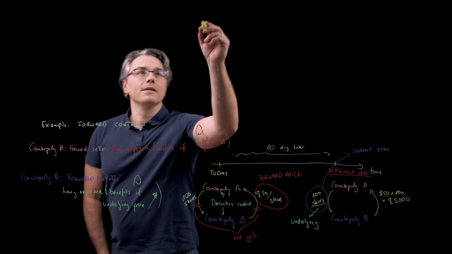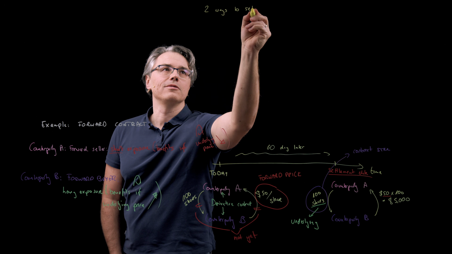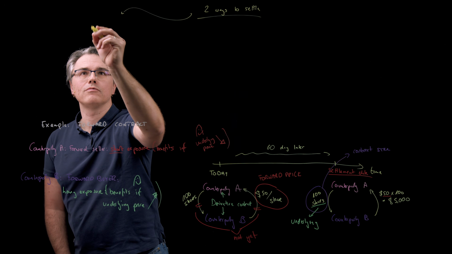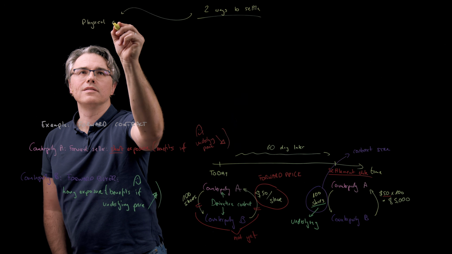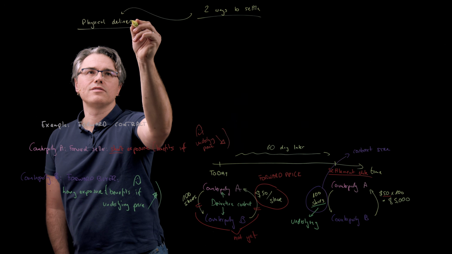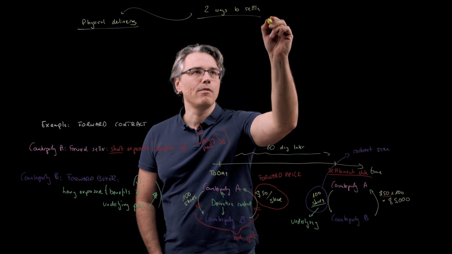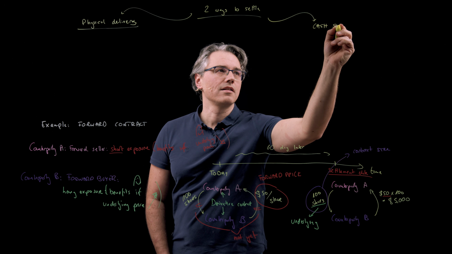So, two ways to settle a derivative contract. One would be physical delivery, which is pretty much what I assume happens over here. And the other way is called cash settlement.